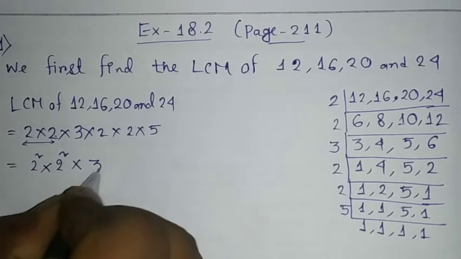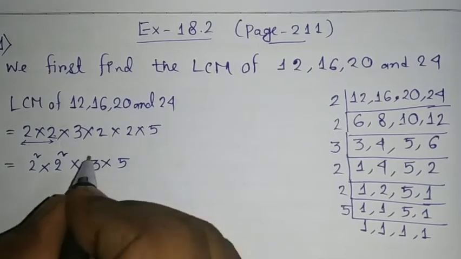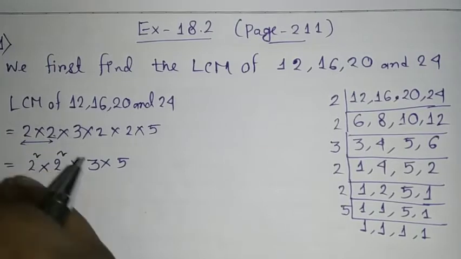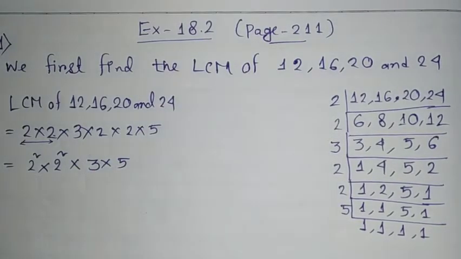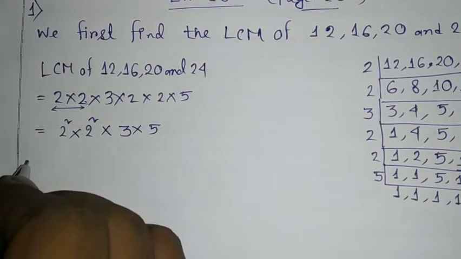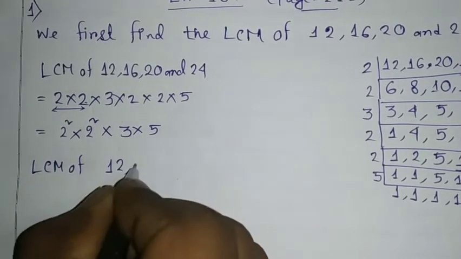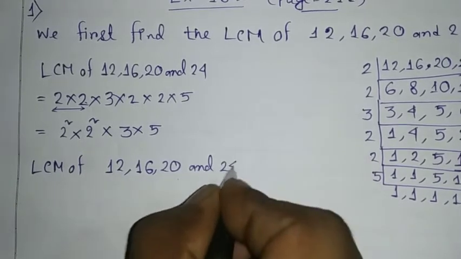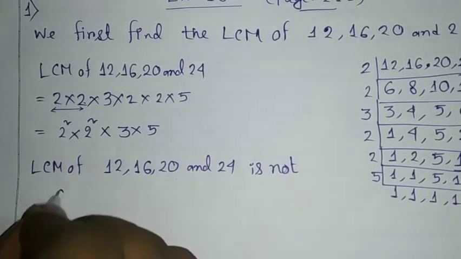Now look, 3 and 5 are single. That means they don't have any pair. So we cannot write the square numbers of it. That means the product of this, or the LCM of this, will not be a square number. Just like the example. So what we need to do? First of all, write this: LCM of 12, 16, 20 and 24 is not a square number.